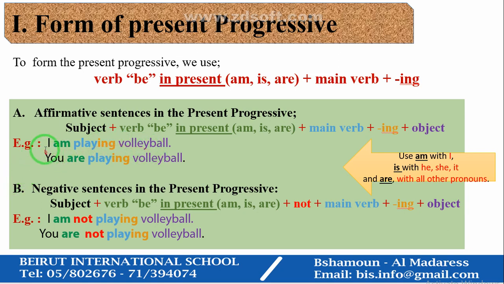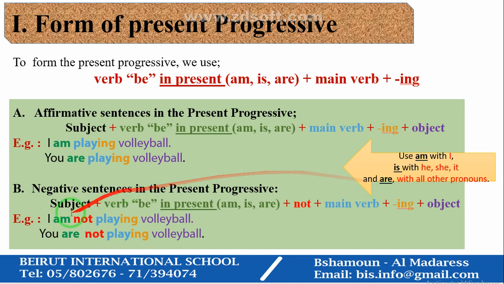And the second example is the same, but we change the subject from I to you, thus verb be is gonna change. Because as we know, I takes am, is with he, she, it, so any singular noun takes is, and any plural noun takes are, noun or pronoun. So with I we use am, with he, she, it we use is, and with all other pronouns we use are.